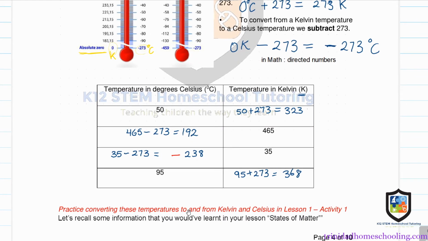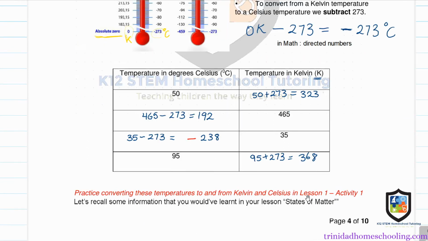Now after you pause your videos and take down all your notes and you revise, you could practice converting temperatures to and from kelvins in lesson 1, activity 1. There are also some other questions based on what we learned from the start of this lesson in that activity as well. So when you finish that activity, come back and we will look at some information that you would have learned in your lesson for states of matter, and we will look at some simulations and scenarios and some graphs for changes between states of matter.